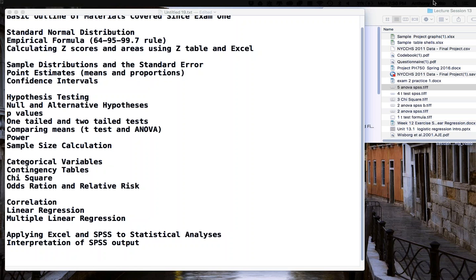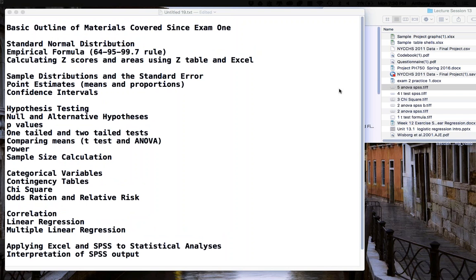Because basically, I went back through the syllabus and I listed the materials that we've covered since exam 1. Remember exam 1 where we covered binomial distribution, variable types, and a lot of material like that, probability, for instance.